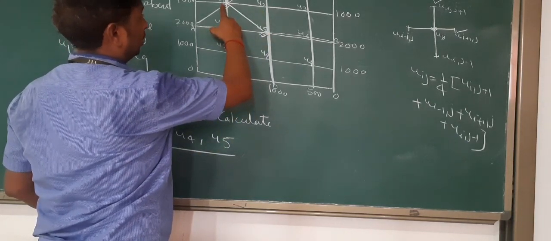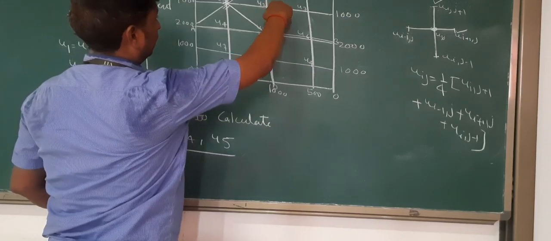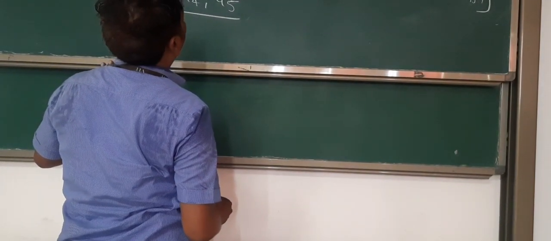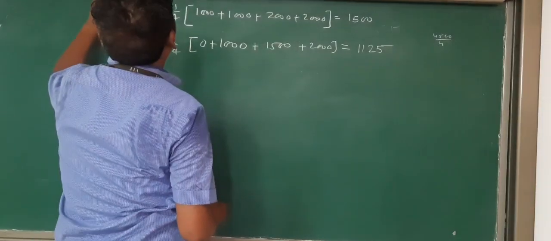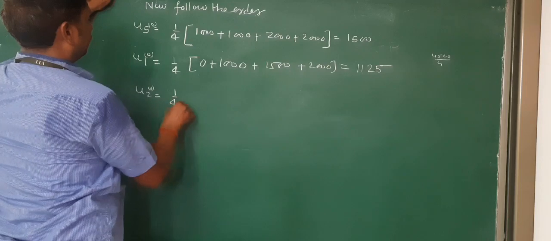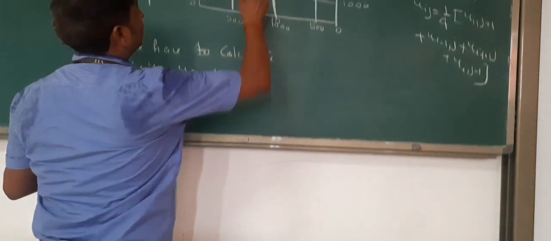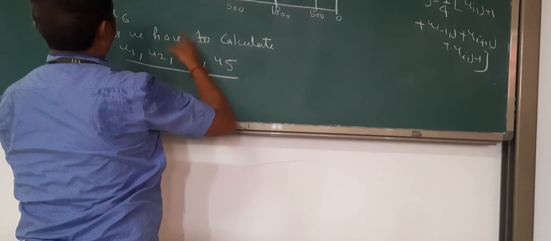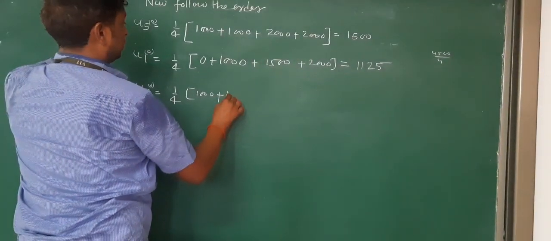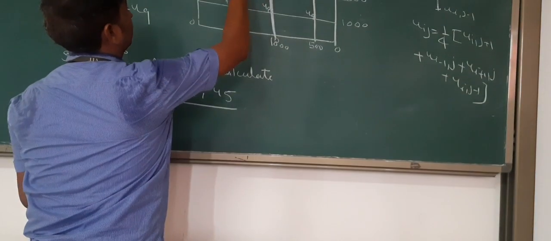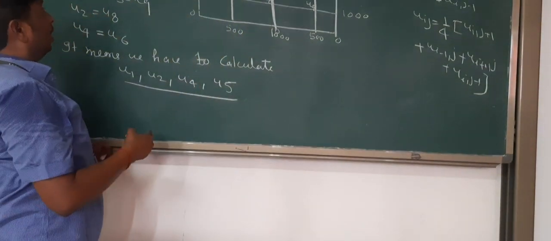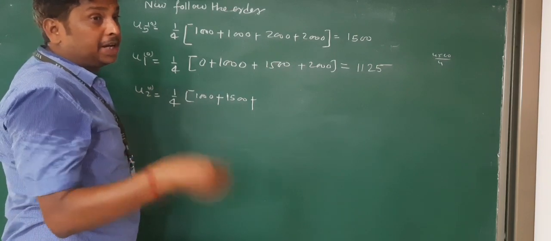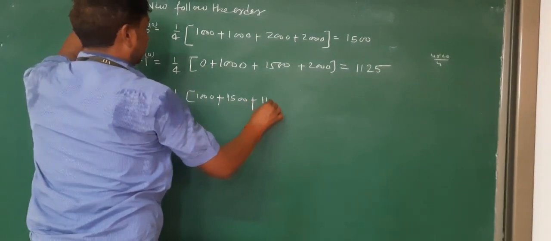We know u1. See, yeah. So u5 we know. So what we have, 1 by 4. What is u2 means 1000 top value, down value u5 came how much? 1500. u1 value already we calculated, and you know in Gauss Seidel we have to always use updated values. So what is u1 value? 1125.